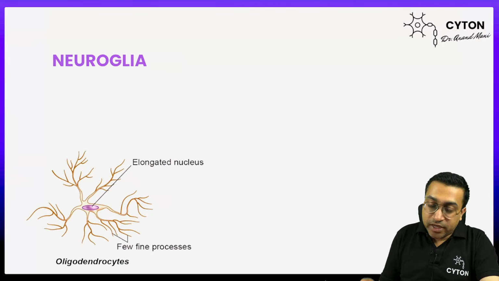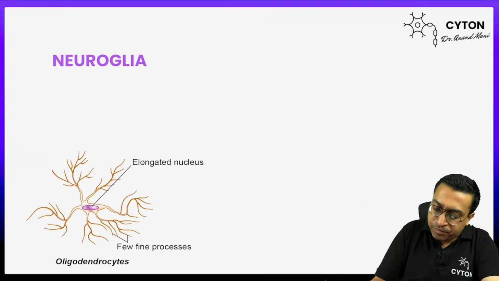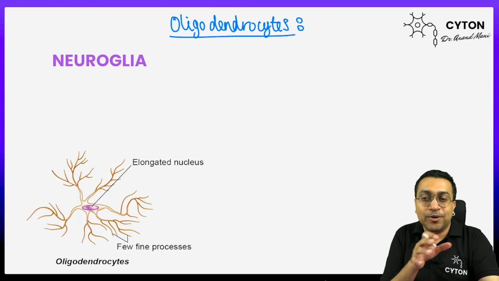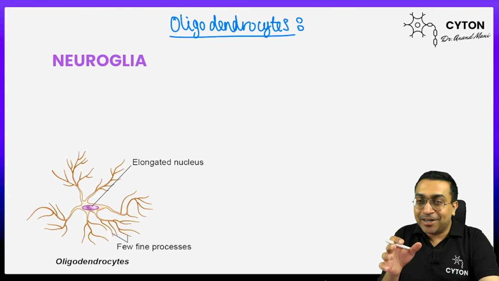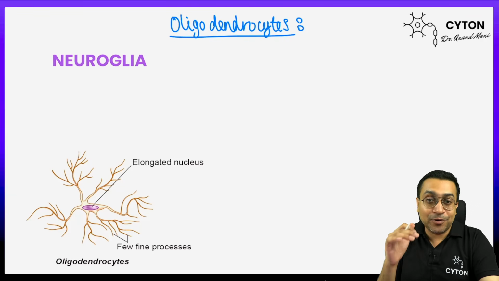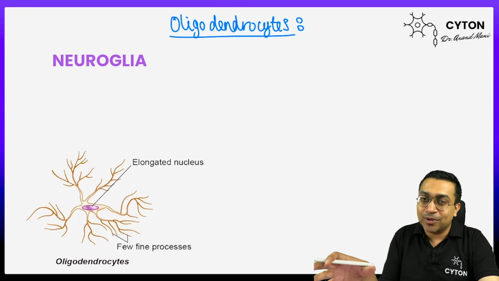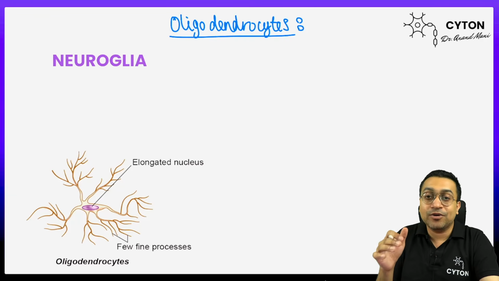Then we come on to the next, that is the oligodendrocytes. Oligodendrocytes. You might be wondering why I have kept this neuroglia on the side in the heading, just to maintain the integrity of the topic so that you remember it is neuroglia which we are talking about. They are not separate entities, they are all neuroglia only. So now you can imagine if you get a short note on neuroglia, you have a lot of things to write.